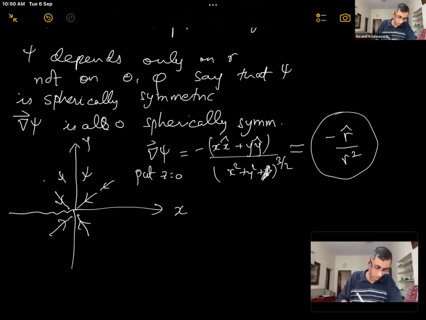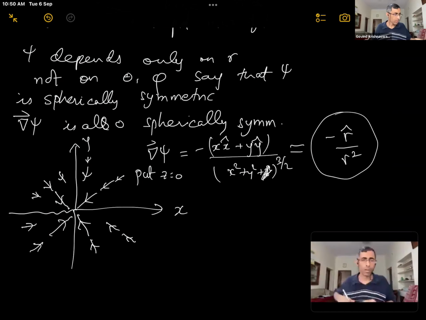You can do the same. And as I go further out, the arrows are going to get even smaller. So I'm trying to do that over here. I hope you get the idea. Any question about this?